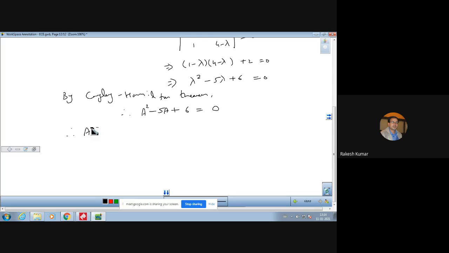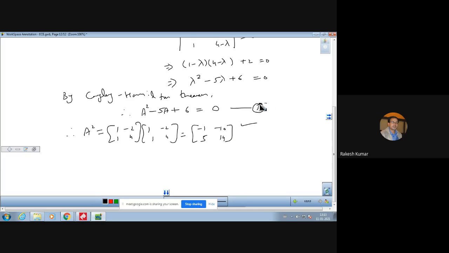So therefore, let us find A square first. A square means multiply A with A. So this is A matrix and this is A matrix, and you will get A square. So 1 into 1 minus 2 into 1 comes out to be minus 1. Then 1 into minus 2 and minus 8 is minus 10. Then 1 into 1 plus 4 into 1 is 5, and this is minus 2 plus 16, which is 14. So this will be your A square.